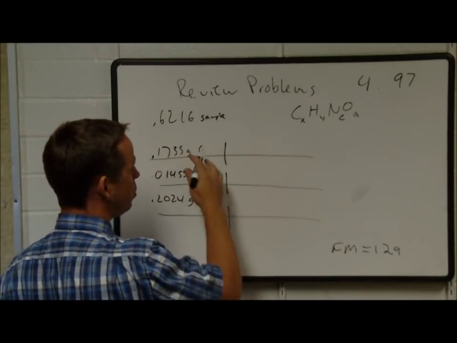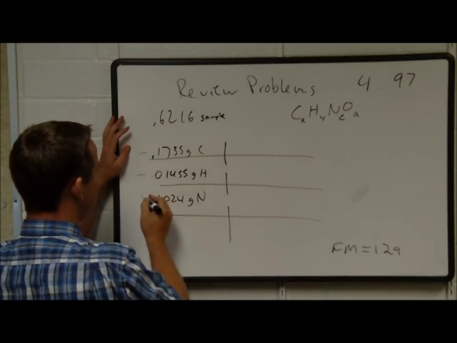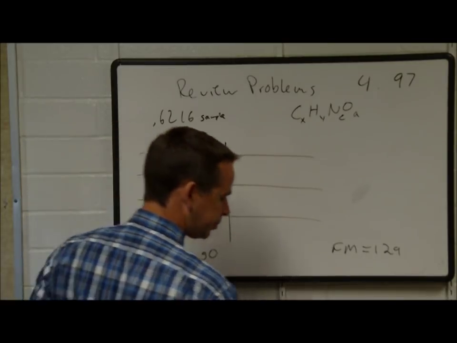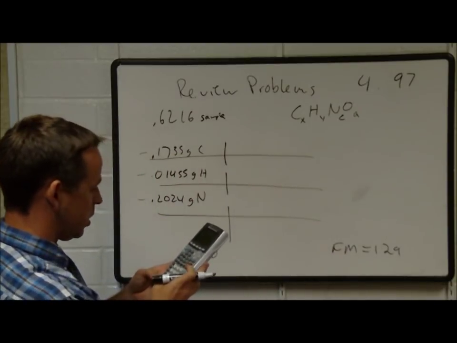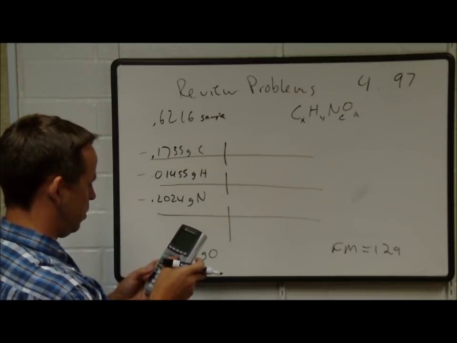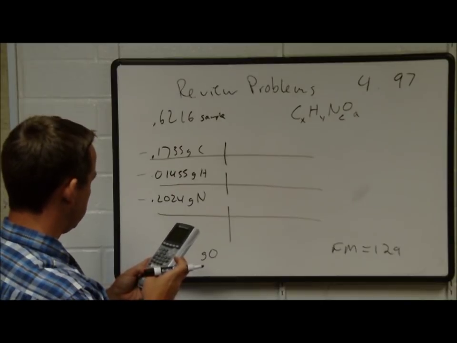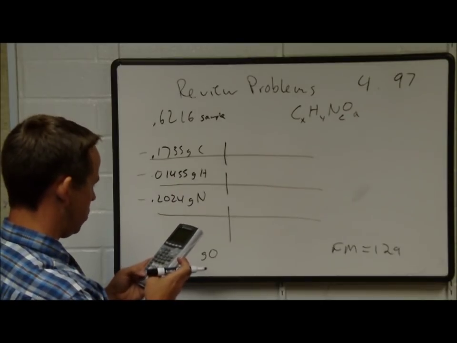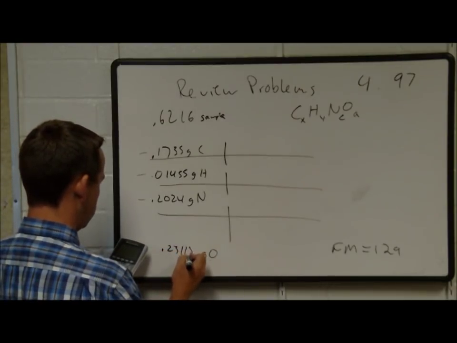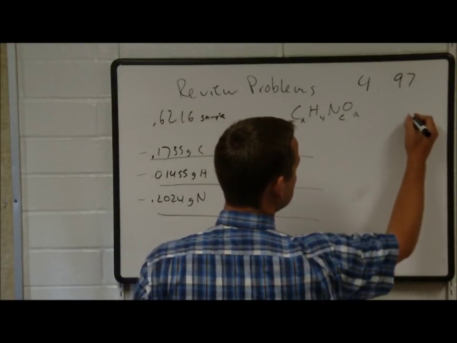Okay, so we have to go to moles of carbon. Oh, we can find that out now, because we have grams of sample minus all of these, and whatever is left is going to be grams of oxygen, right? So 0.6216 minus 0.1735 minus 0.01455 minus 0.2024, so there's 0.23115 grams of oxygen. Formula mass is 129.